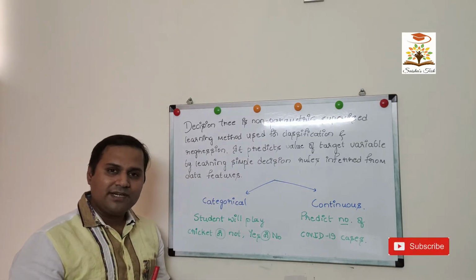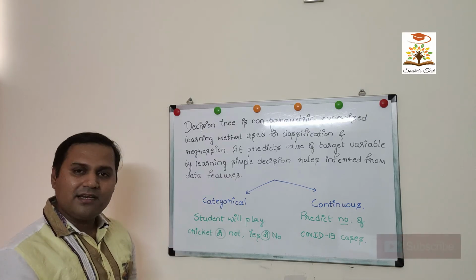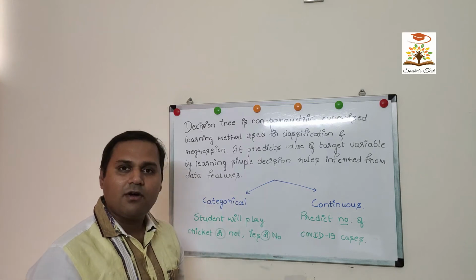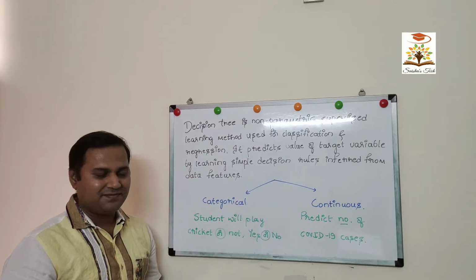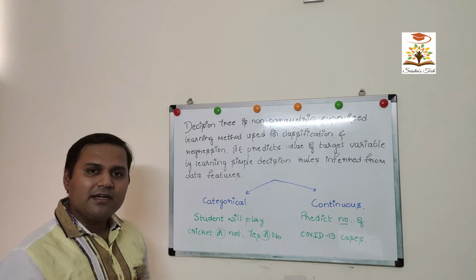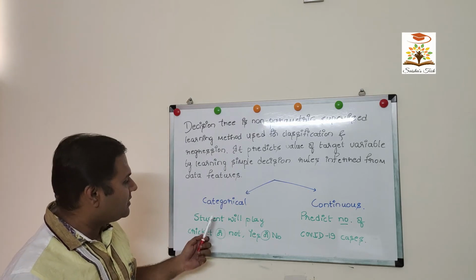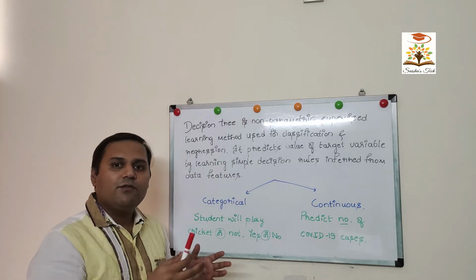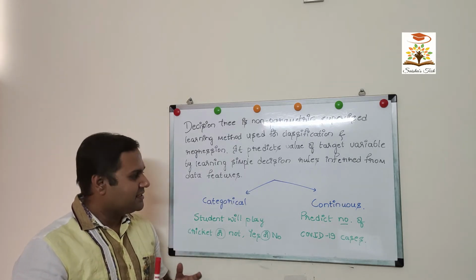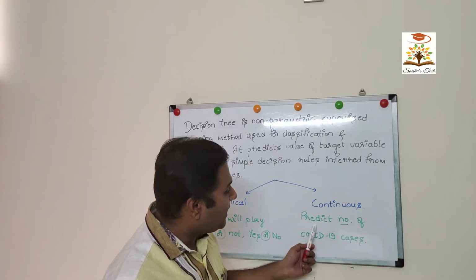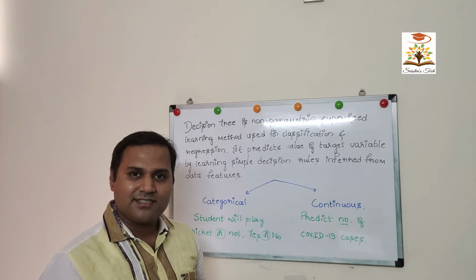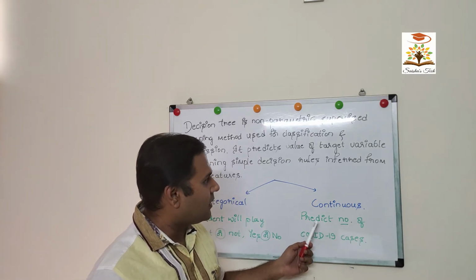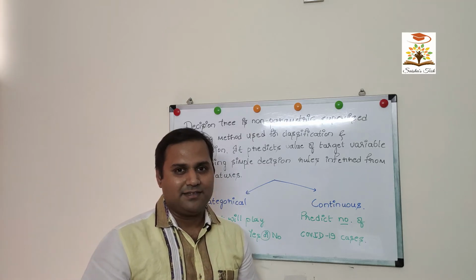There are two types of decision tree. One, categorical or classification type of decision tree, and two, continuous or regression type of decision tree. An example for the categorical type of decision tree is whether students will play cricket or not. Here we have classification for yes or no. Similarly, what is the prediction for the number of COVID-19 cases? That is a continuous variable. Those kinds of algorithms are called regression type of decision tree.